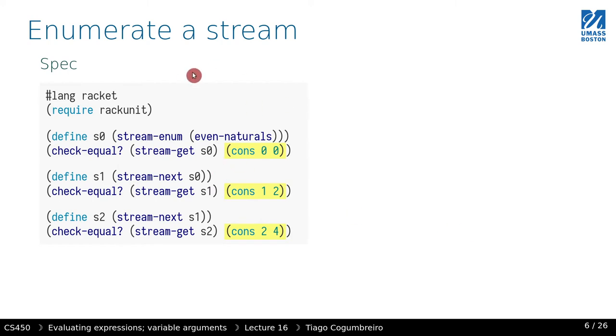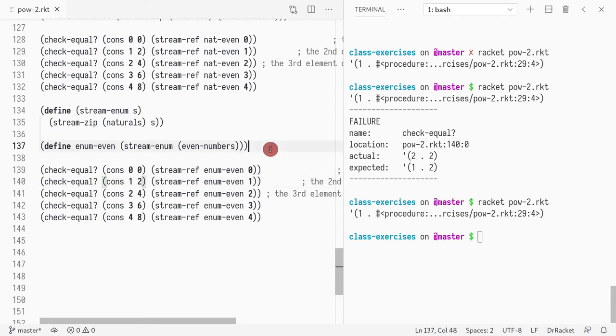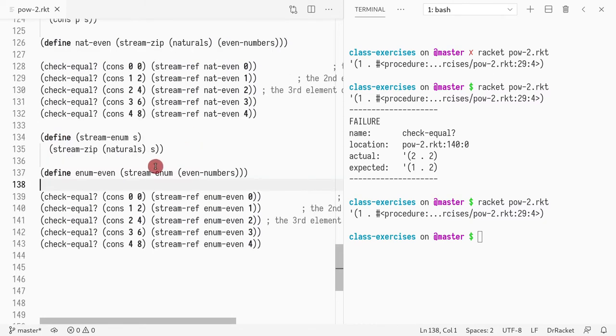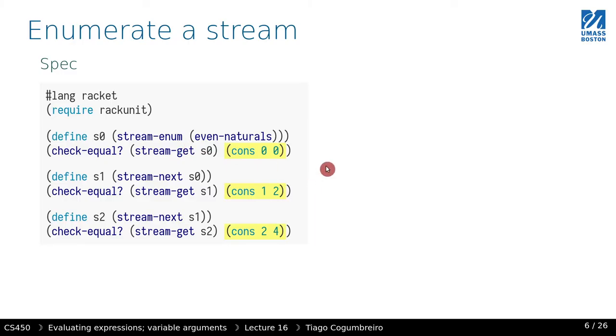So this is just to give you an idea that once you define these combinators, then building more interesting streams becomes very simple. So in this case, I just did a zip of naturals and streams. And this same idea applies to lists, operating on lists. And you can build a library of these combinators, and then building lists becomes very easy.